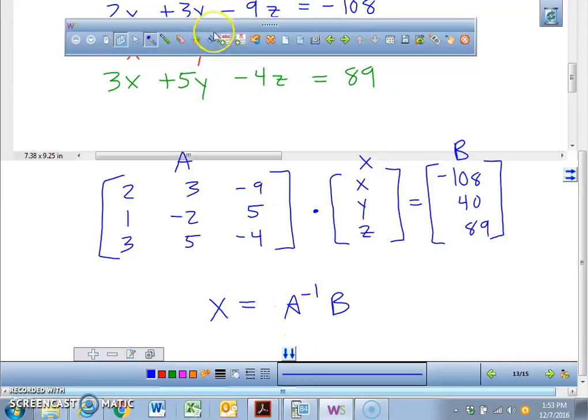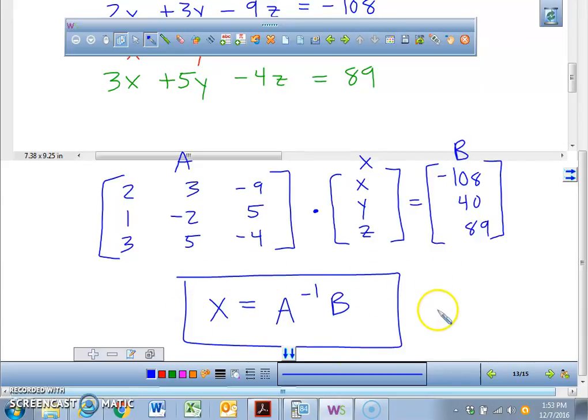That's kind of a cool looking A. There we go. So understand, we're going to use the graphing calculator once again.